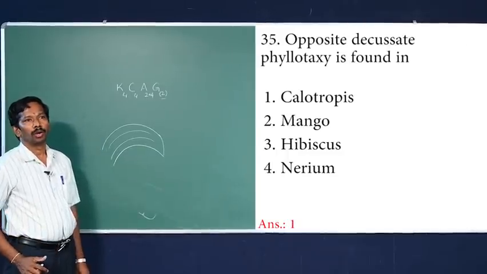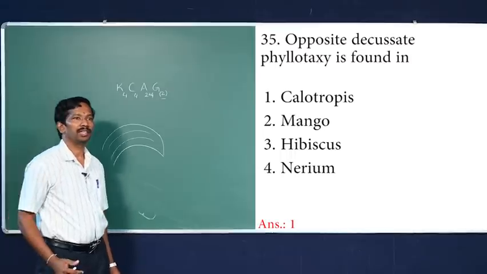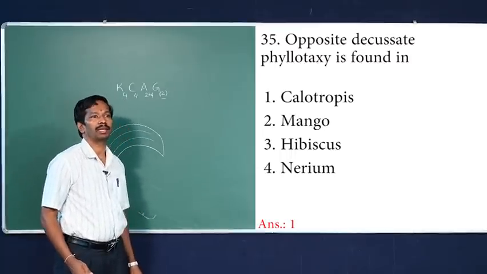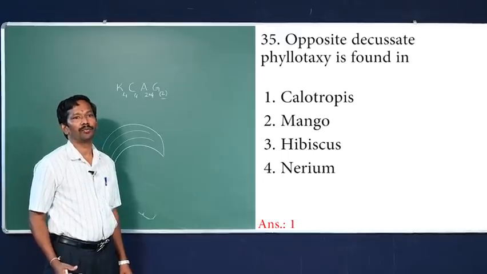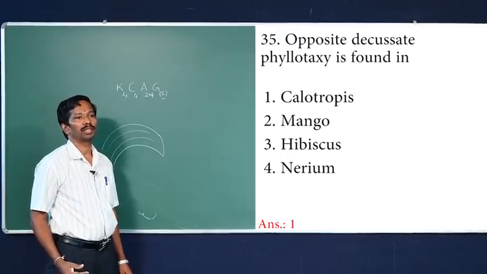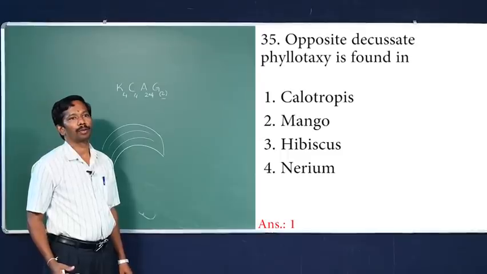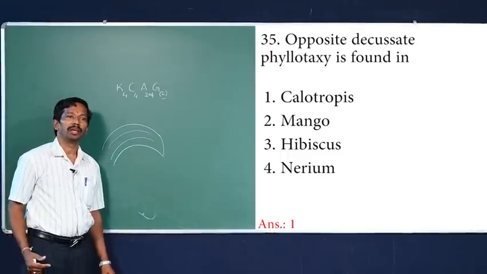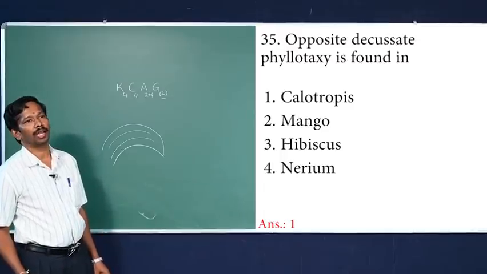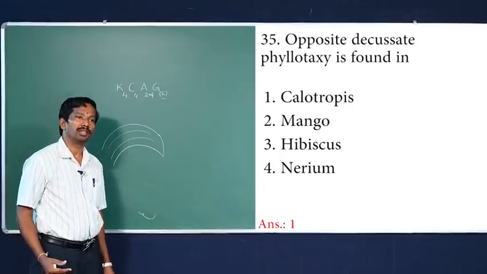35. Opposite decussate phyllotaxy is found in option number 1 Calotropis, option number 2 mango, 3 Hibiscus, and fourth one Nerium. Answer is option number 1, because in mango and hibiscus you find alternate phyllotaxy, and in Nerium whorled phyllotaxy is present. Option 1 is hence the answer.